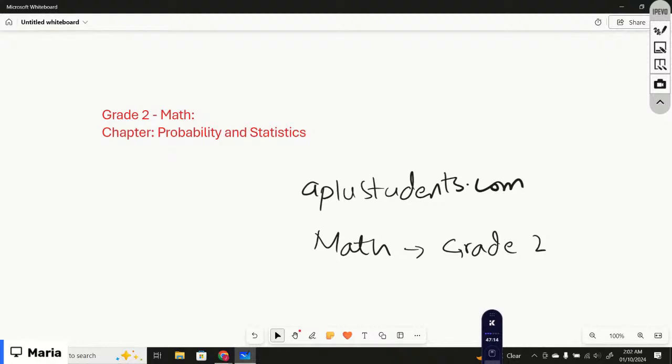There you can find the list of the chapters. We're going to start with the chapter probability and statistics. So please make sure you have your notebook and pencil so that you can note down the important examples and definitions as well.